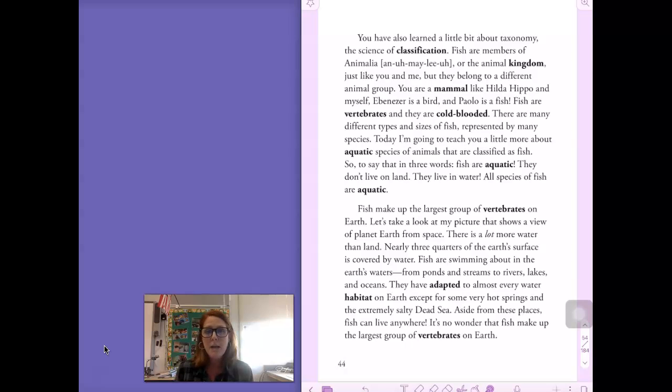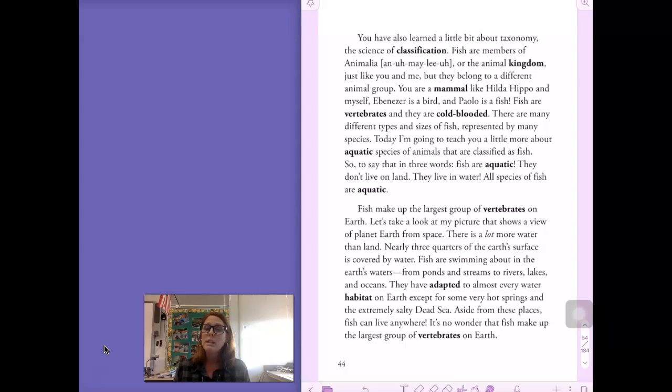Fish are swimming about in the Earth's waters, from ponds and streams to rivers, lakes, and oceans. They have adapted to almost every water habitat on Earth, except for some very hot springs and the extremely salty Dead Sea. Aside from these places, fish can live anywhere. It's no wonder that fish make up the largest group of vertebrates on Earth.